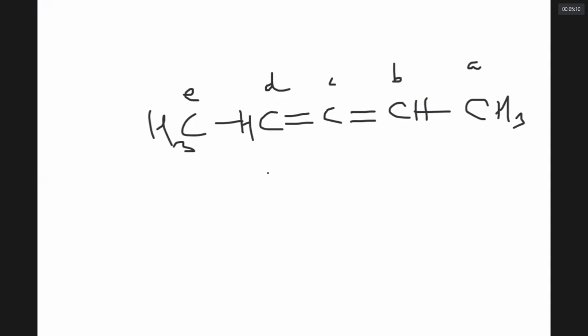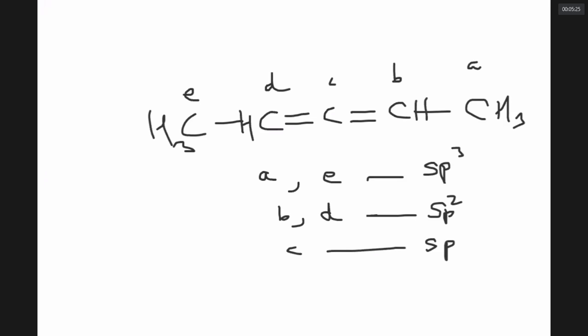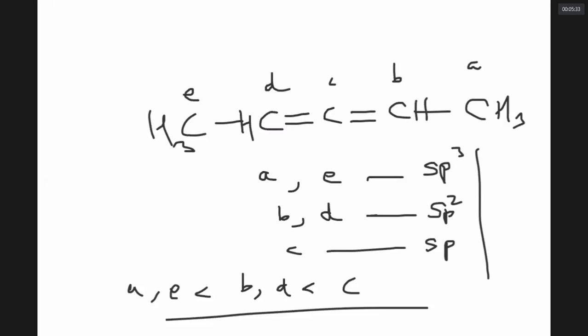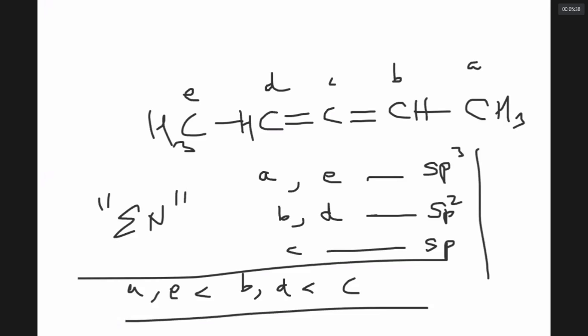Hybridized state of A carbon and E carbon is sp3. B carbon and D carbon is sp2. C carbon is sp. So this is the order of electronegativities: A, E is less than B, D is less than C. There is a standard question about electronegativity of carbon.